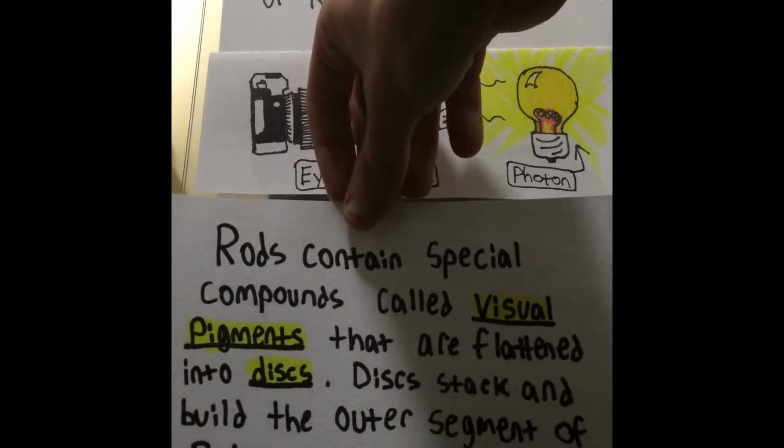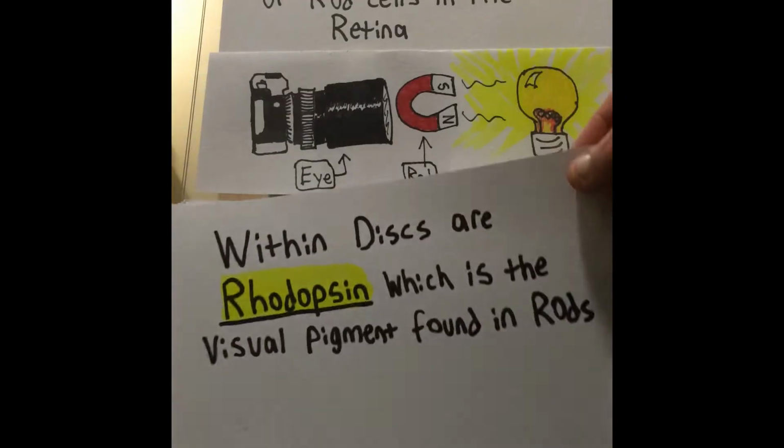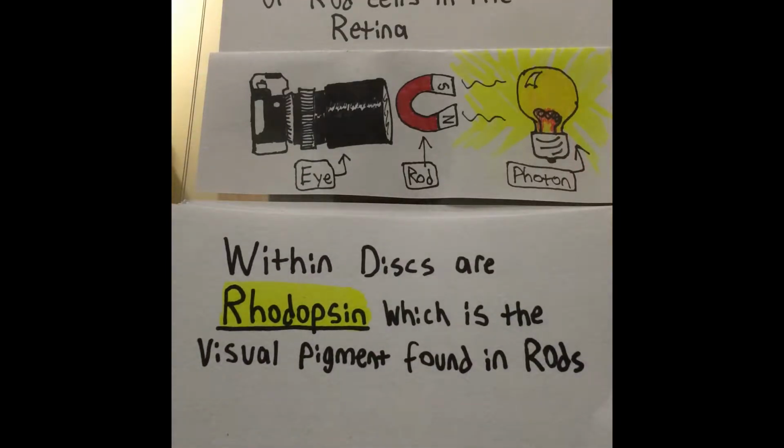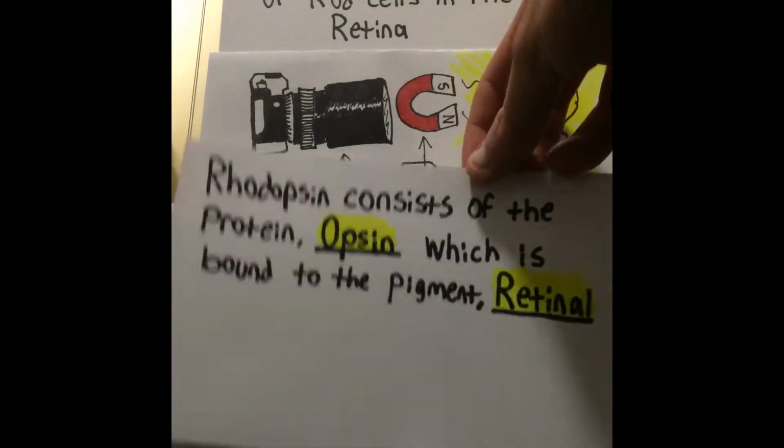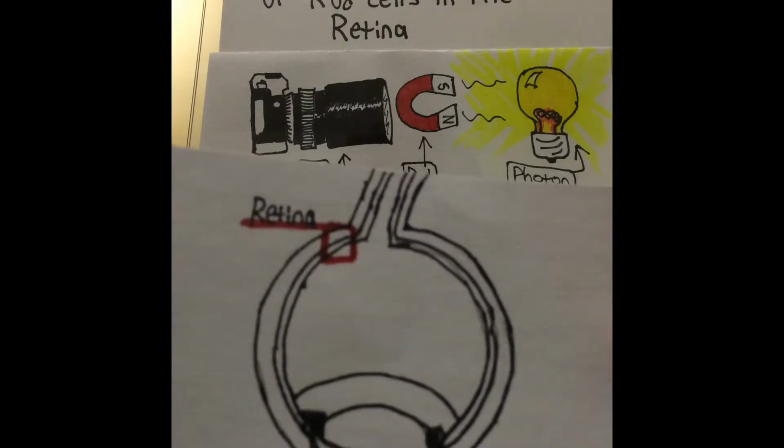So rods contain special compounds called visual pigments that are flattened into discs, and then discs stack to build the outer segment of a rod. Within discs is rhodopsin, which is the visual pigment. Rhodopsin consists of the protein opsin, which is bound to the pigment retinol. So this all happens here in the retina.